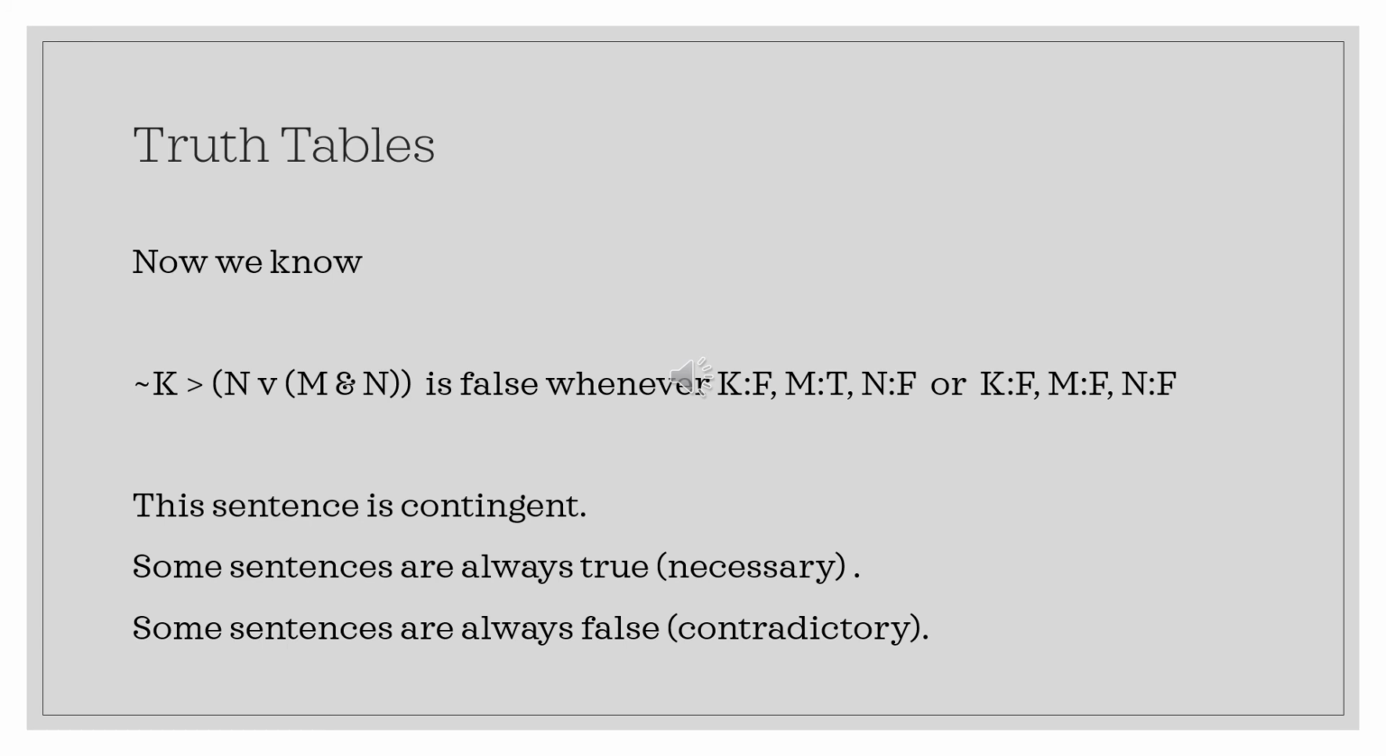There are some sentences, though, that turn out to always be true. Sentences that turn out to always be true, no matter how the premises are set up, are called necessarily true sentences. Then there will be some other sentences that are always going to be false, and those sentences are called contradictory sentences.